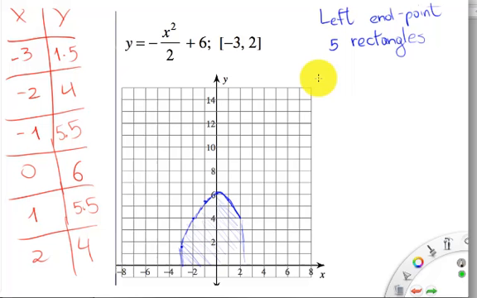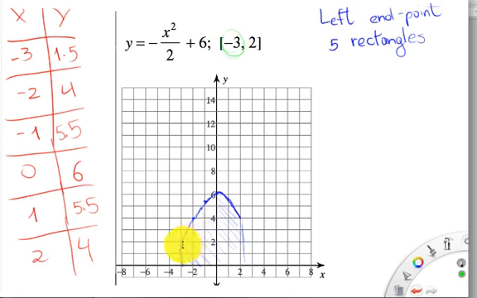Hey guys, I'm going to do one example using 3 or 4 different techniques that we did in class. First of all, this is example 3 from the classwork and homework that you need to finish. The left endpoint requires us to start at the left endpoint, which is in this case -3.